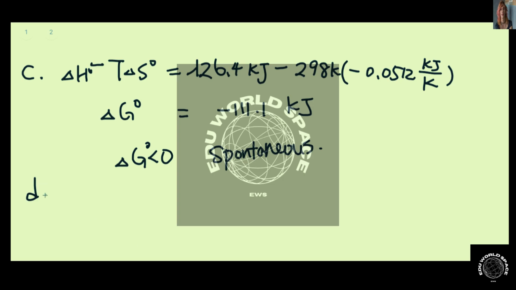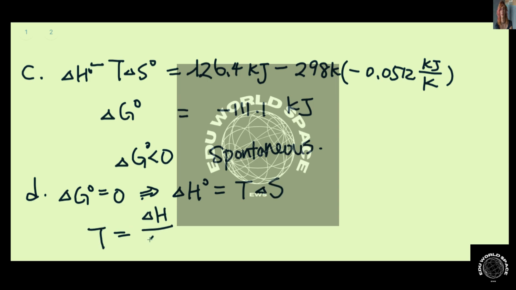Part D, is there a temperature at which the reaction will be at equilibrium under standard condition, and is that temperature low enough so that the compounds involved are likely to be stable? So at equilibrium, we know that delta G0 is equal to 0. So in this case, delta H0 is equal to T delta S. So the temperature will be equal to delta H divided by delta S.